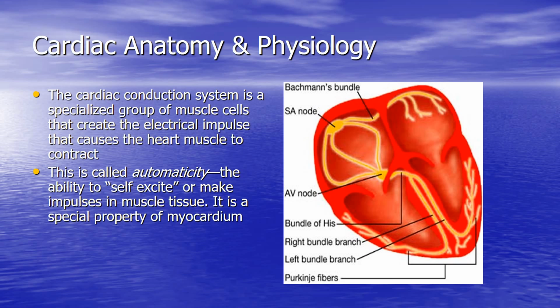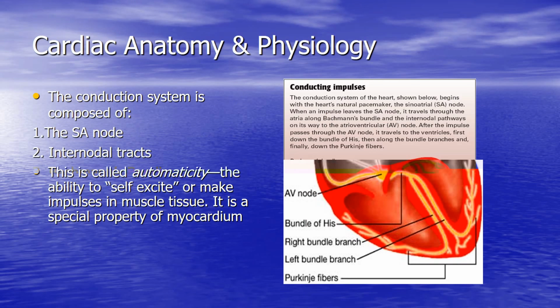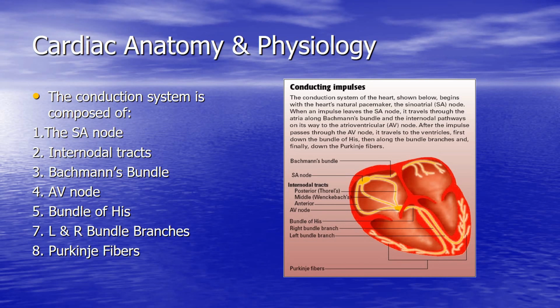It's highlighted in yellow here just to make it clear, but these are muscle cells that think they're nerve cells. I do go into a little bit extra detail here. You don't have to know certain structures, for example, the internodal tracts and Bachmann's bundle.